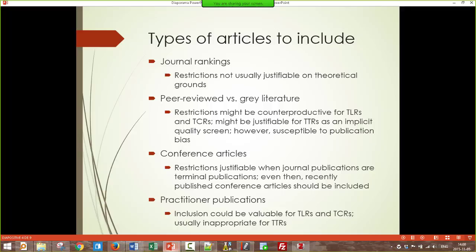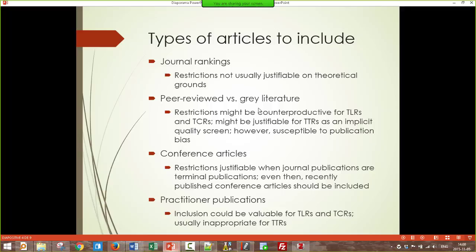The next topic, peer-reviewed versus gray literature. This one's a little bit controversial because most people will tell you, especially for doctoral students, when you're doing a literature review, you should only search for peer-reviewed literature.